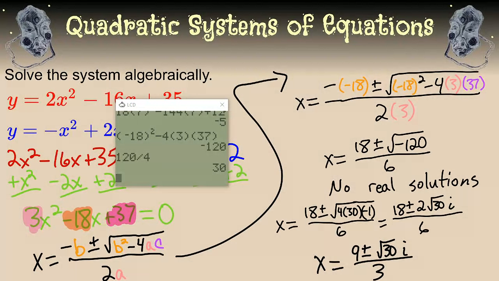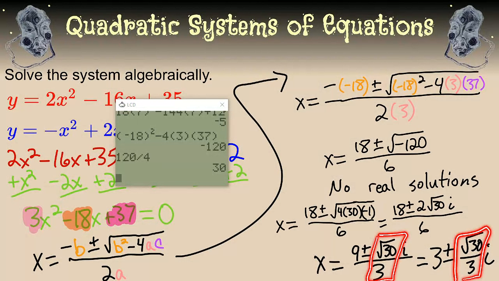We could further rewrite it as 3 plus or minus square root 30 over 3 i. So 9 divided by 3 is the 3, and then we have the square root 30 over 3 times i. Either one of those are perfectly good answers. Questions on that before we move on?